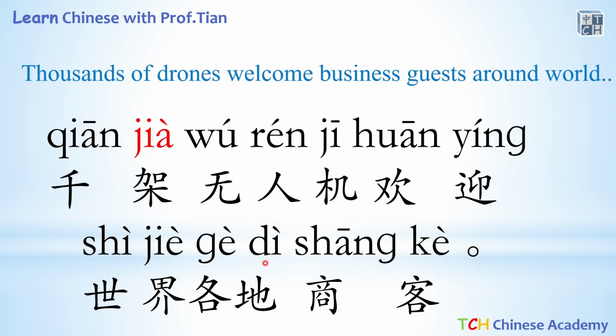世界各地. So we have this modifier go first, and then we have the keywords. 商客. 商 means business, and 客 means guest. So 千架无人机欢迎世界各地商客. And 世界 means the world, and 各地 means everywhere. So everywhere in the world. That is the Chinese meaning. Now follow me one more time. 千架无人机欢迎世界各地商客. So that is the light show performed by the drones.